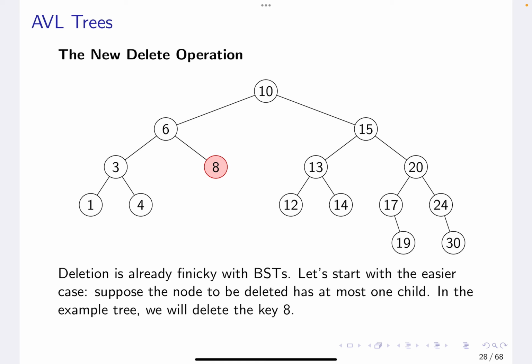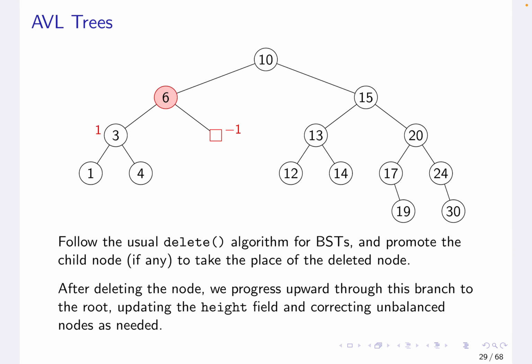So in the first case, we're going to delete key 8. I think this was the easiest case with binary search trees. Before, we would have just deleted that 8 and moved on with our lives. But these are AVL trees, and just deleting 8 and moving on would have made the tree unbalanced.